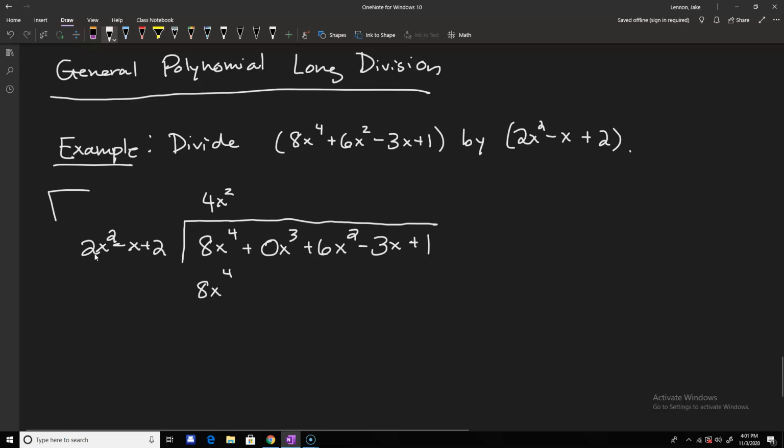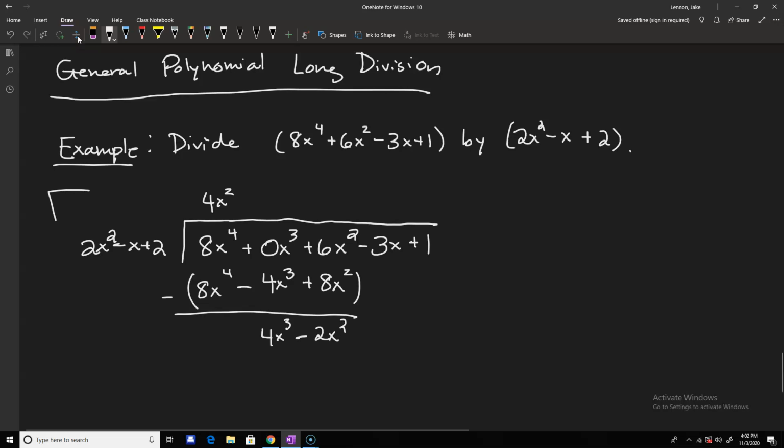I'm not just multiplying the leading term, I'm actually multiplying each of the terms and then accounting for those as well. So minus x times 4x squared is going to be minus 4x cubed. And then plus 2 times 4x squared is plus 8x squared. So I'm actually taking this quantity and I'm subtracting this entire quantity from the polynomial above it. So 8x to the fourth minus 8x to the fourth, those cancel and you just get 0x cubed. Then I've got minus 4x cubed, and I also have another negative from outside the parentheses. That's going to leave me with 4x cubed. And then I want to do 6x squared minus 8x squared, and I have minus 2x squared.